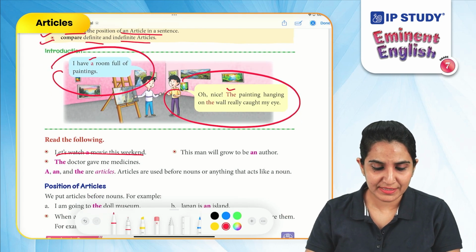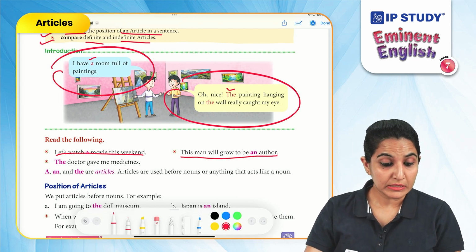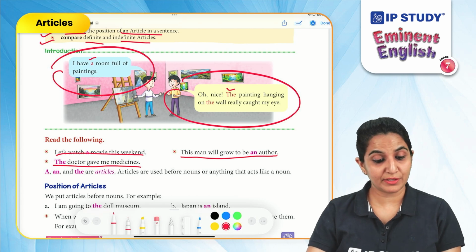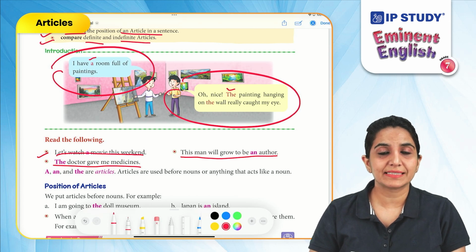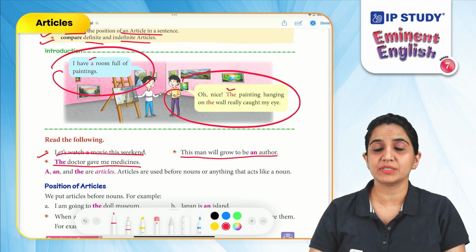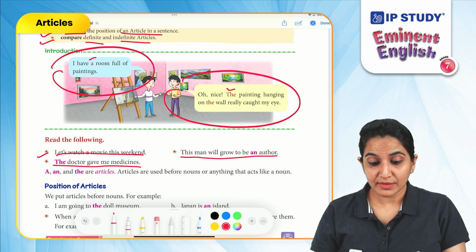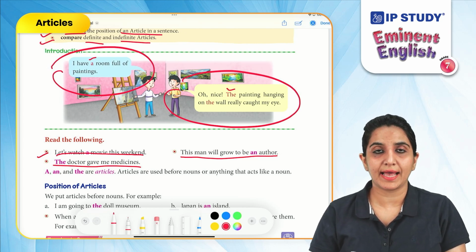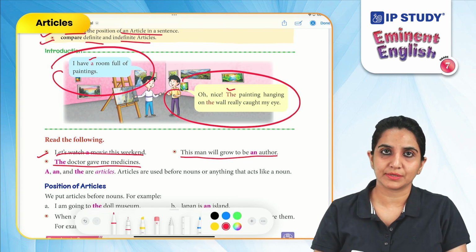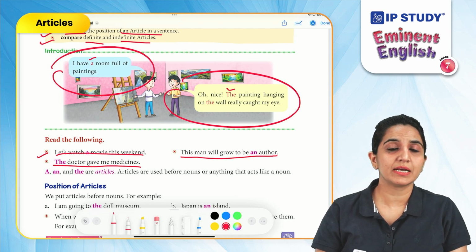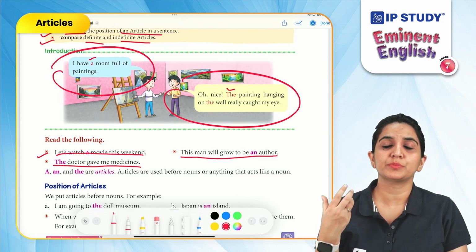Let us read some more examples. Let's watch a movie this weekend. This man will grow to be an author. The doctor gave me medicines. In the first sentence, a movie, we're talking about a movie which is not definite, which is indefinite. That's why we've used article a. And also, we're talking about a singular noun. In the second sentence, we have used article an because the word author begins with a vowel sound. In the third sentence, we have used the article the because we're talking about a definite person, a definite profession, doctor.